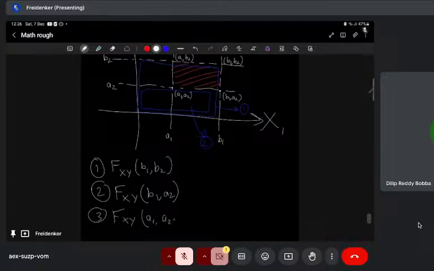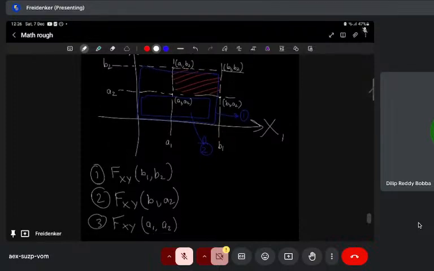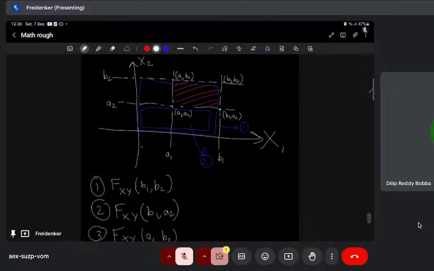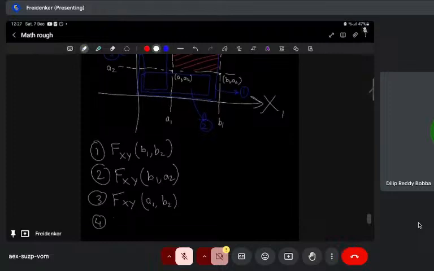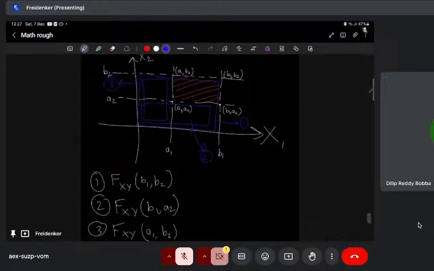A1, B2 first. What does this do? X1 goes until A1 and X2 goes until B2. So this rectangle is rectangle 3. What is the last rectangle? The last rectangle is F_XY of (a1, a2). It's the smallest rectangle. It goes until a1 and until a2. So this is my rectangle 4.